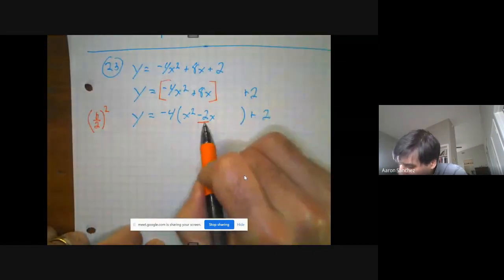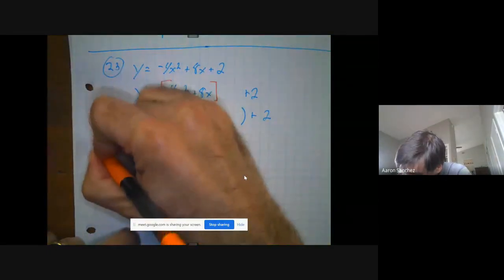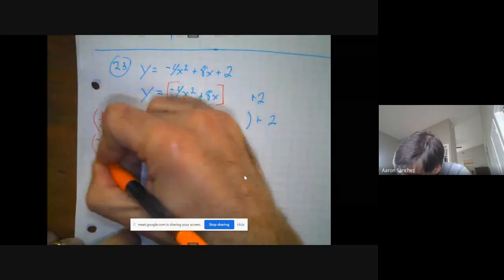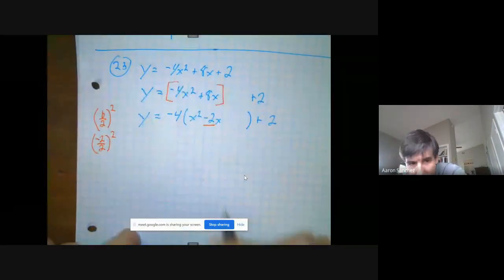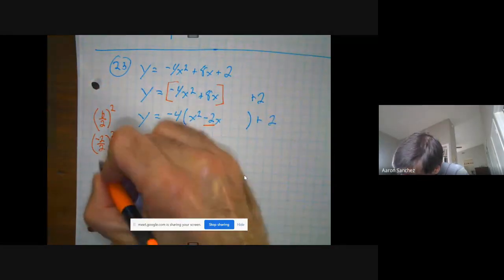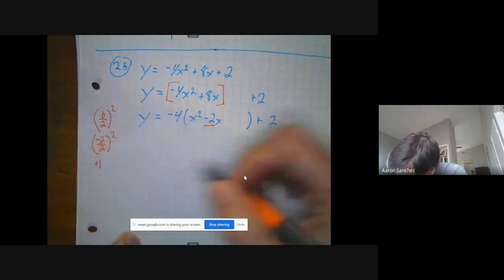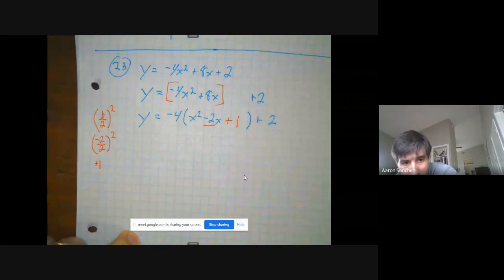So I'm going to take this negative 2 and divide by 2, negative 2 divided by 2 instead of b, and then square it. Negative 2 divided by 2 is negative 1. Negative 1 squared is positive 1. So I'm going to add 1 here.